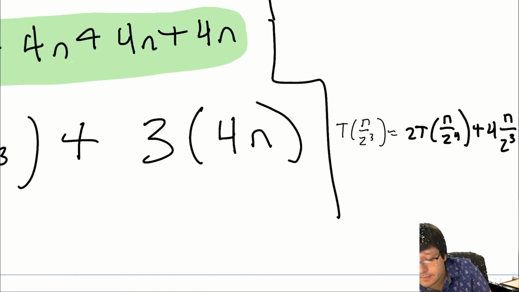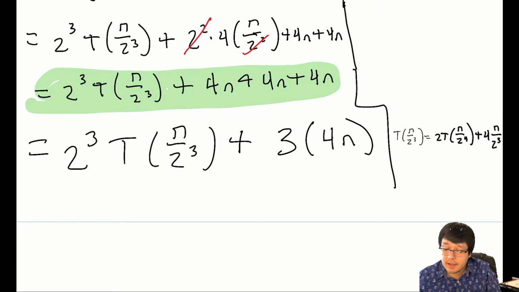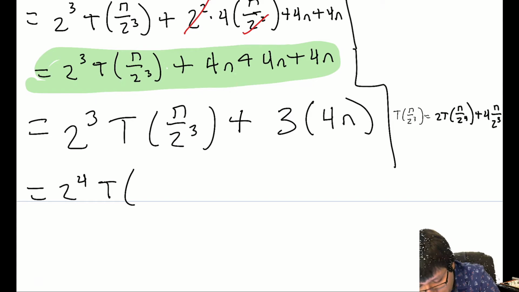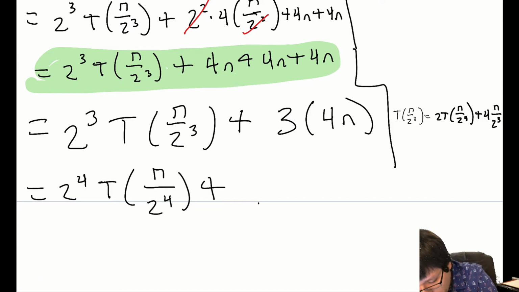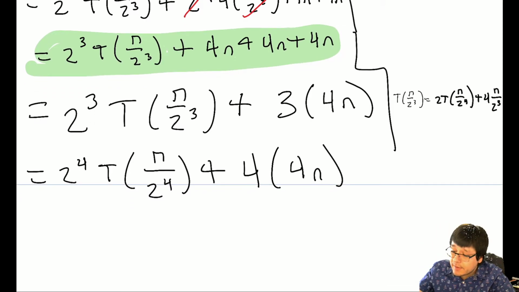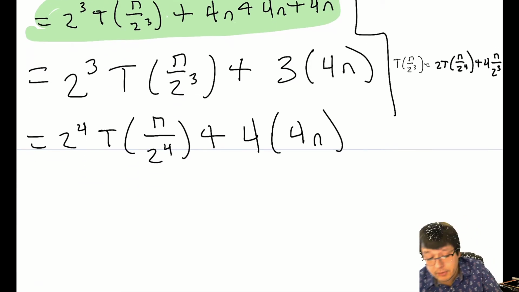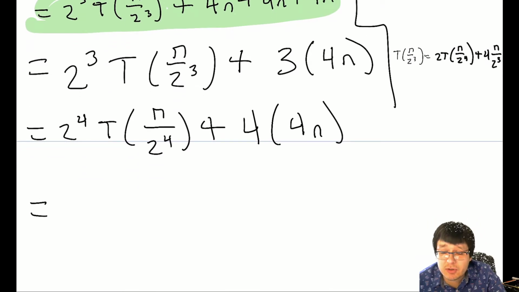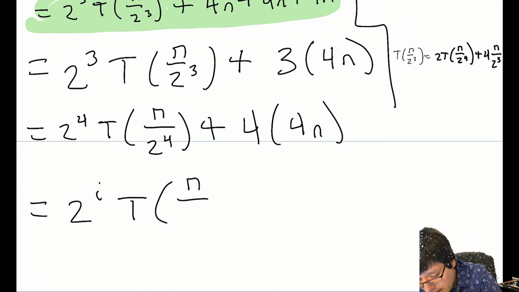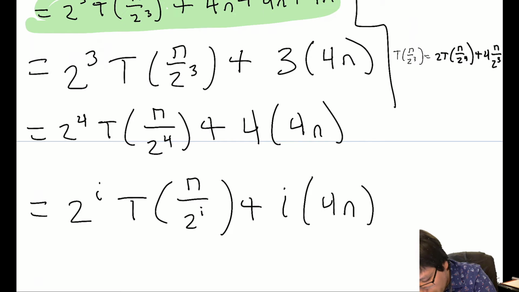Okay? And then you would have plugged it in, and you can agree with me that we would have ended up with 2 to the 4th T(n divided by 2 to the 4th) plus 4n, right? And so basically, as your colleague correctly said, we can figure out the general pattern that this is following, and again, this is the tricky part, is that this is going 2 to the i, T(n divided by 2 to the i) again, plus i times 4n.